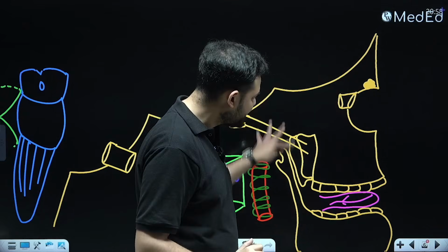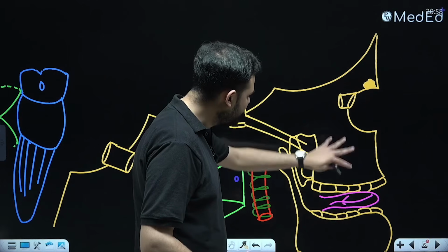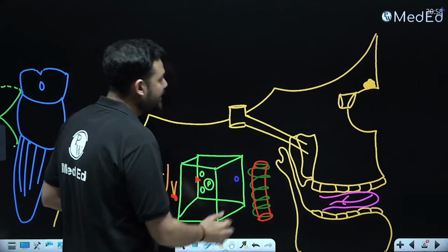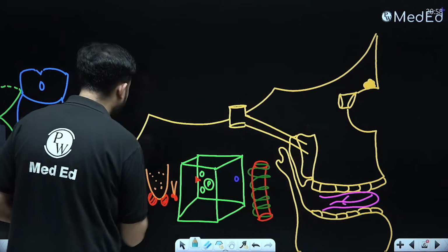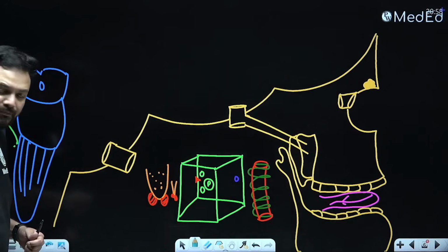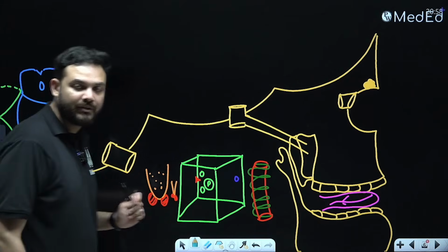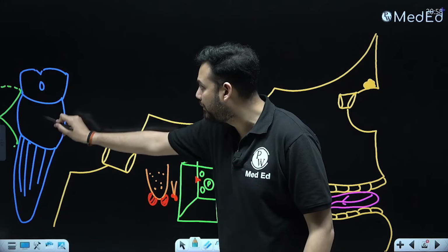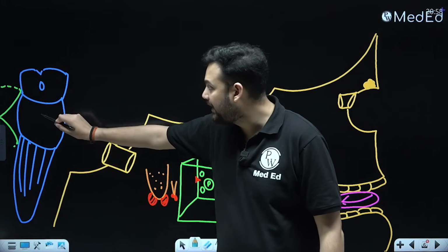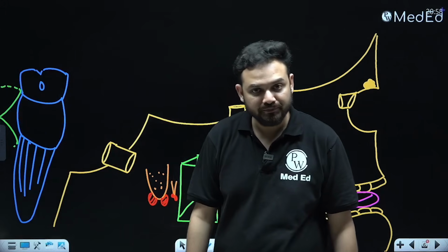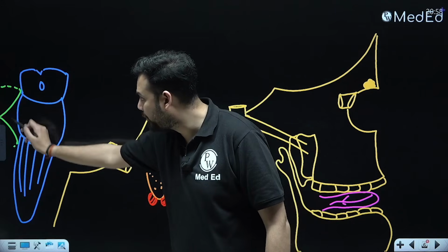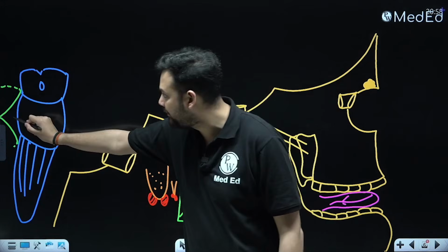So what you're seeing is the cut section of the head. You can see the mouth, the mandible, the maxilla, the orbit, right? You can see the anterior cranial fossa, middle cranial fossa, and posterior cranial fossa. In the posterior cranial fossa, you can also see the brainstem, which has the midbrain, pons, and medulla. Behind the pons, you can even see the fourth ventricle. This shape over here is your fourth ventricle.